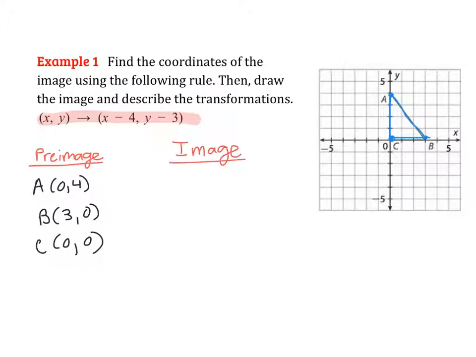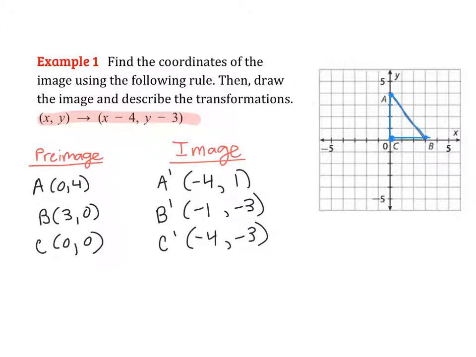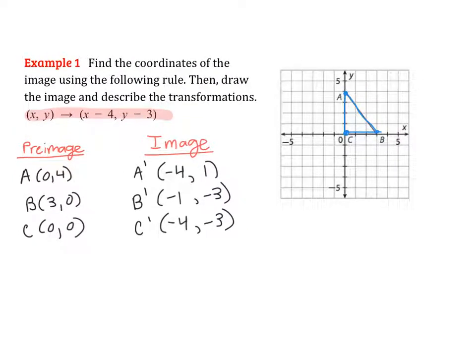So let's start with our x values. We're going to subtract 4 from all of our x values. So instead of A, I'll call it A prime. 0 minus 4 is negative 4. For B prime, 3 minus 4 is negative 1. And for C prime, 0 minus 4 is negative 4. So I've subtracted 4 from all my x values. Now I need to subtract 3 from all my y values. So I have 1, negative 3, and negative 3. So these are the coordinates of my image.